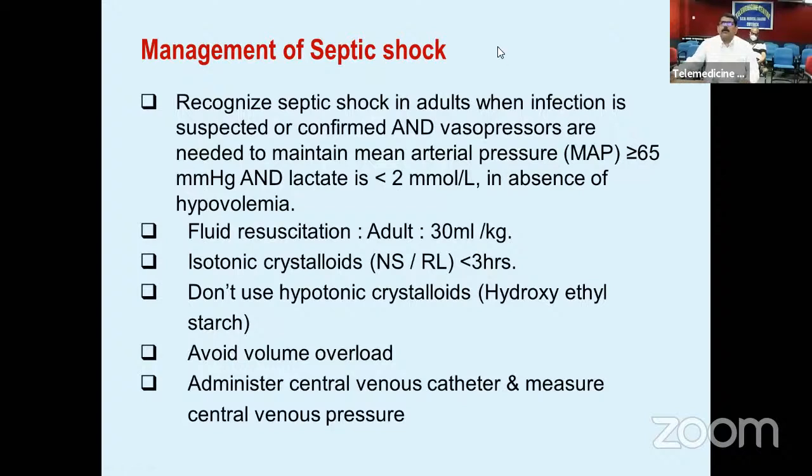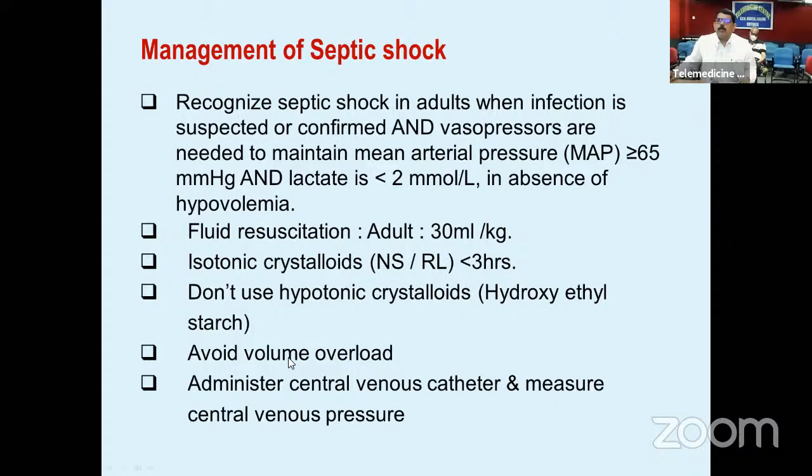And in management, I have already told you, you have to recognize that infection is there. Usually the secondary bacterial infection is also not uncommon. Confirm if vasopressors are needed, where the mean arterial pressure is maintained above 65 and lactate is less than 2 millimole per liter in absence of hypovolemia. Be very careful in giving fluid, not more than 30 ml per kg. The isotonic crystalloids like normal saline or ringer lactate are preferred, within 3 hours. And don't use the colloids like hydroxyethyl starch, which are available freely in the market, but don't use these molecules.